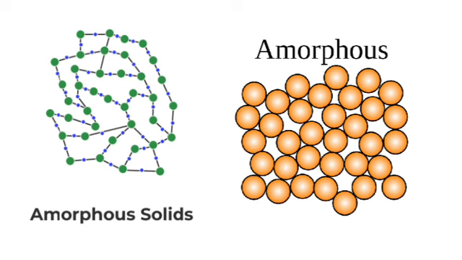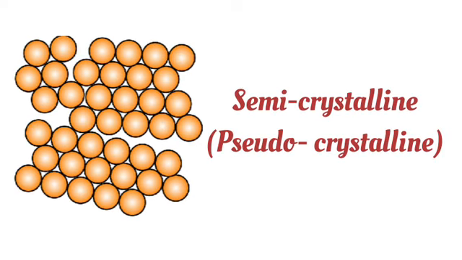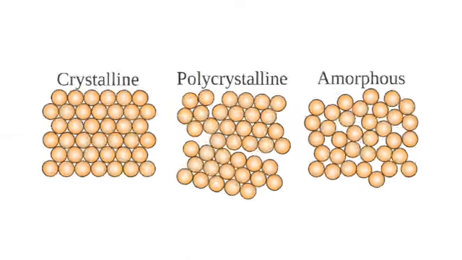Now let's talk about the third material, that is a semi-crystalline material, or sometimes we call it pseudo-crystalline material. In case of semi-crystalline or pseudo-crystalline materials, the atoms are perfectly arranged but over short distance, and over large distance the arrangement is random. Here you can see in the image also. So these are the types of materials which are very important in case of semiconductor physics.